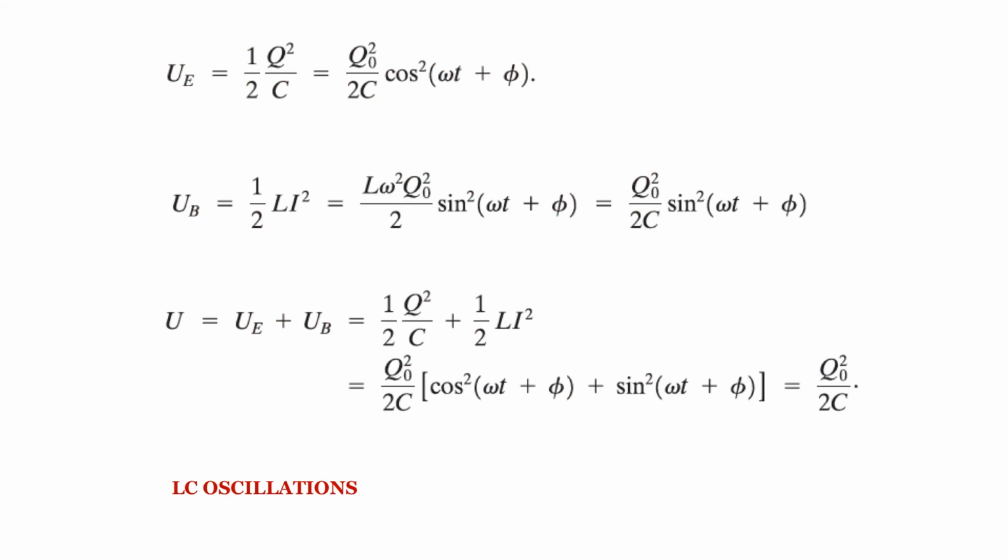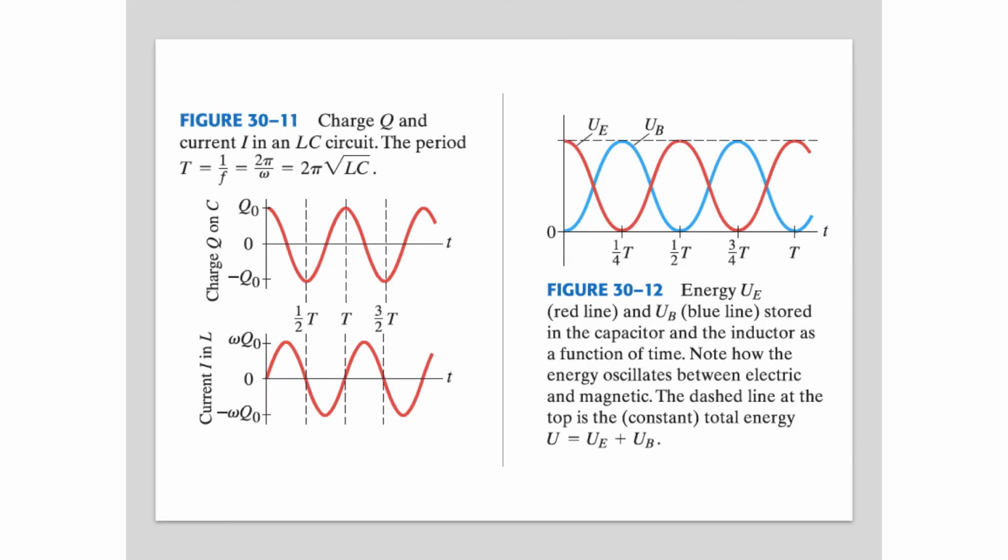Okay, so this is the graph I already derived for you, so you can actually see that. It's basically the same thing I showed you before. We have two graphs: the charge, and then the current as a function of time.